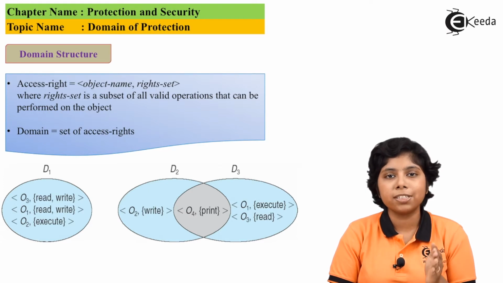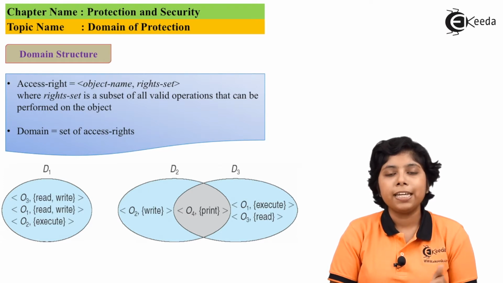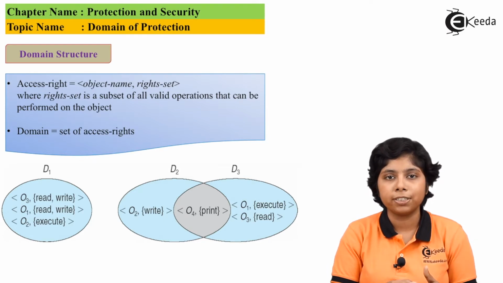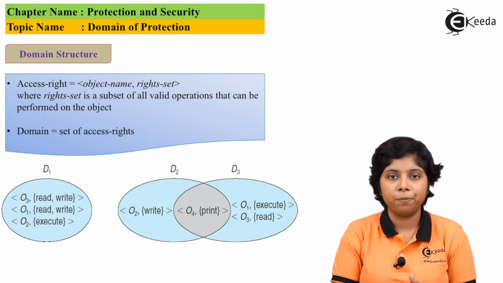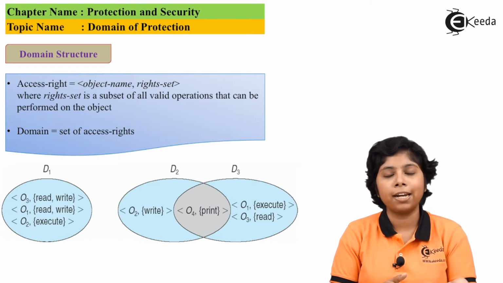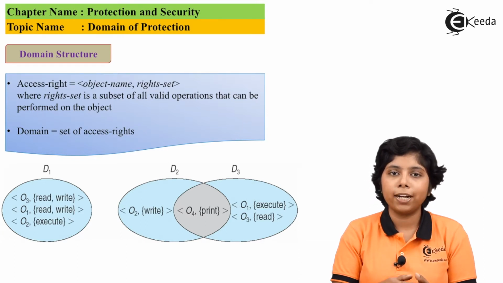So first, the resource is checked against the authentication. If the user is authenticated for access rights on the particular resource, then only the user will be invoked on that protection domain. And the domain switching is done when one user logs out and another user logs in, so that the domain is changing from one user to another.